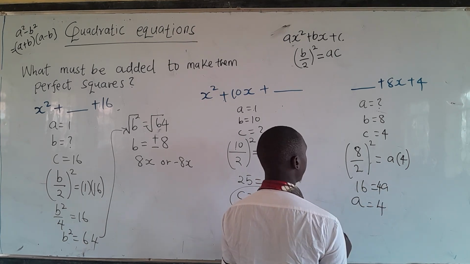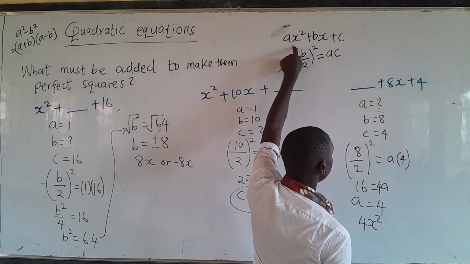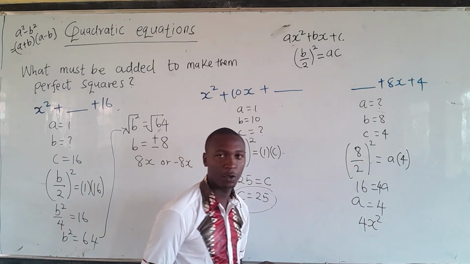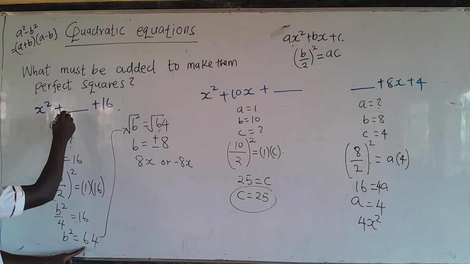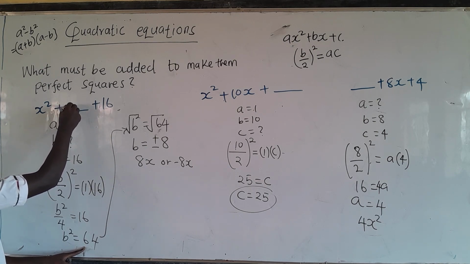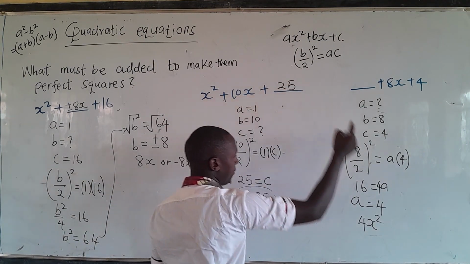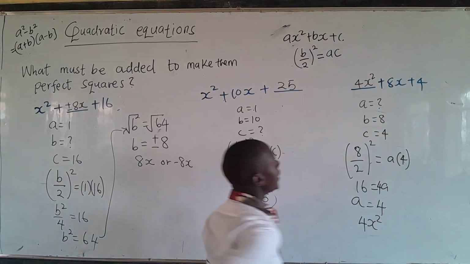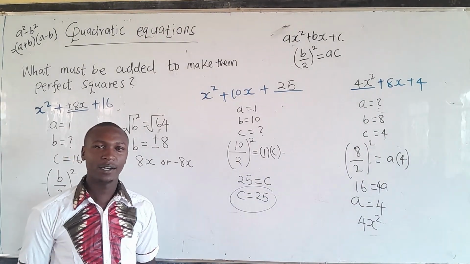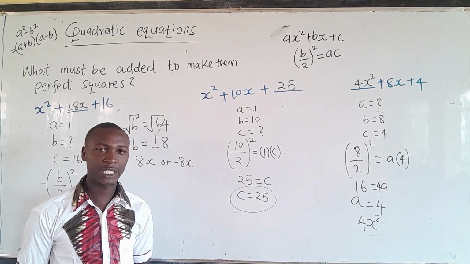So the value of a is going to be written as 4x squared, because we know that a is the coefficient of x squared. Therefore, the first value is plus or minus 8x, the second value is 25, and the third value is 4x squared. And that's how we can apply the concept of perfect squares in quadratic equations.